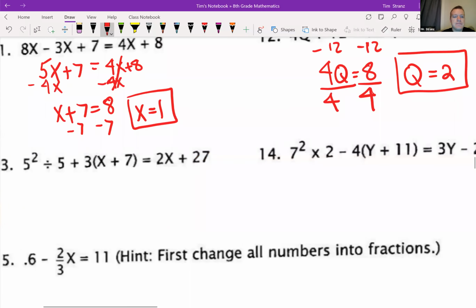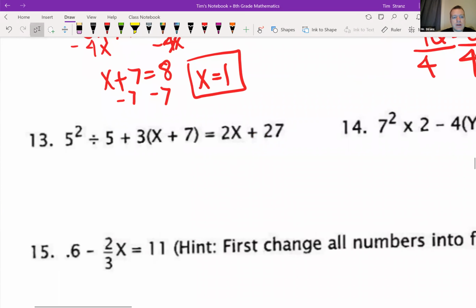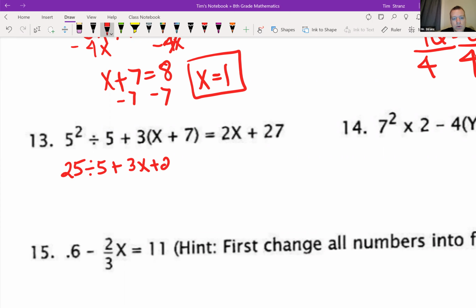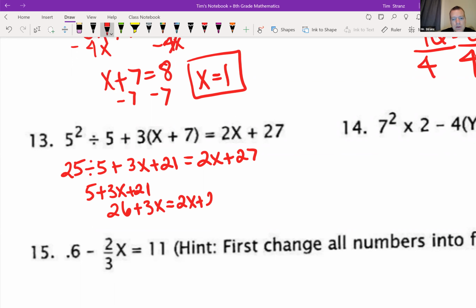Okay, number 13, order of operations. All right, so 5 squared, that is going to be 25. I'm just going to rewrite this, divided by 5, plus I'm going to distribute this 3, so 3x plus 21. On the other side, I got 2x plus 27. I'm going to go back to the left side, work left to right since I have division. So 25 divided by 5 is 5 plus 3x plus 21. I'm going to add my 5 and 21 together to get 26 plus 3x, and that's going to equal 2x plus 27.